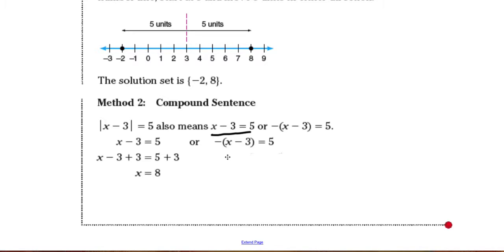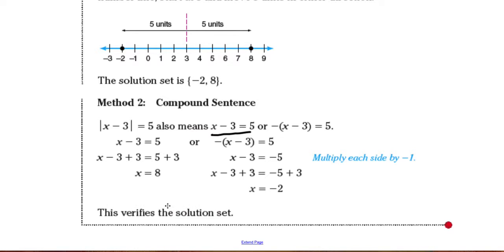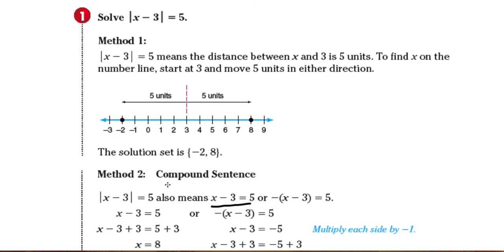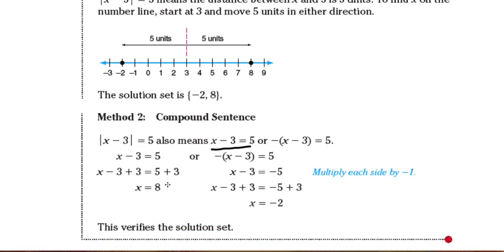If you multiply each side by -1, okay, you'll notice that this will simply become x minus 3, and this will become -5. And then you simply add 3 to both sides. You end up with x equals -2. And if you notice, the solution set is the same. Okay, so this verifies the solution set. So method 1 involves graphing the absolute value. Method 2 simply involves a compound sentence.